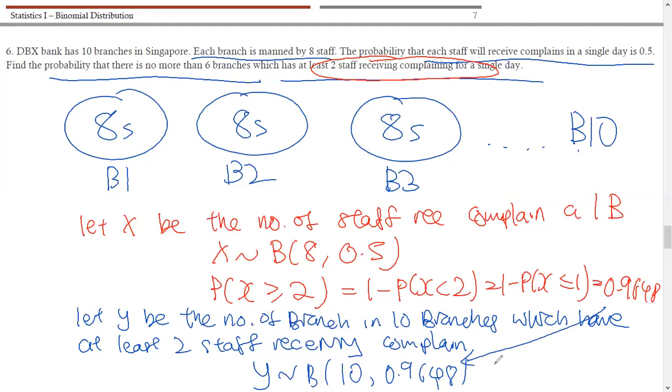Okay, so what do they want us to calculate? P, no more than 6 branch. Okay, x less than or equals to, sorry, how am I writing this wrong again? P y less than or equals to 6. Calculate it properly. All right, you should get 0.0003.